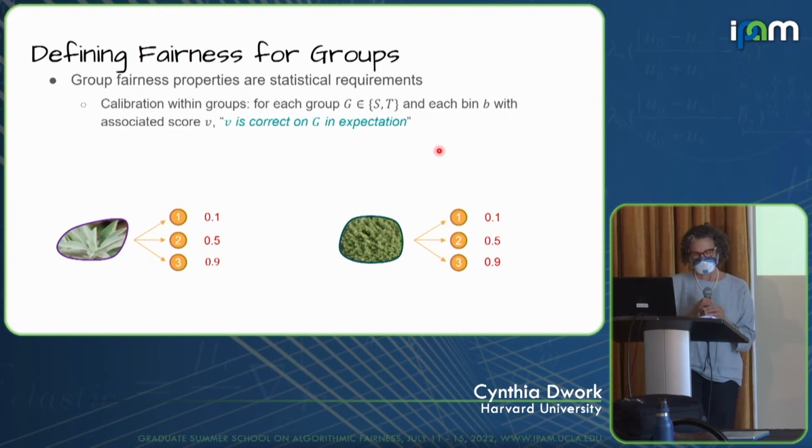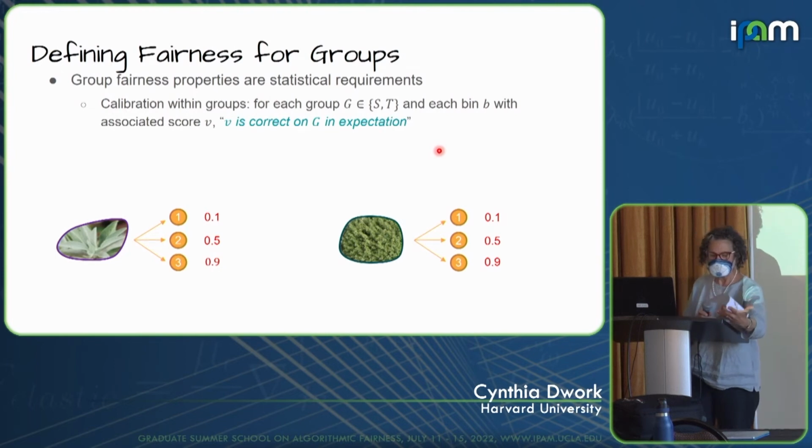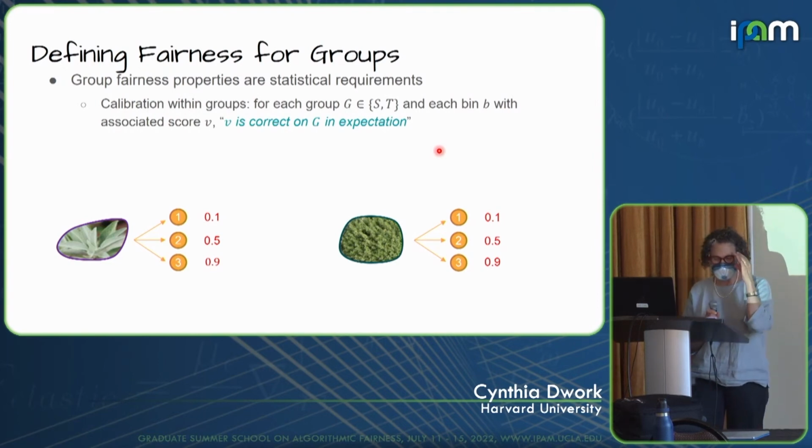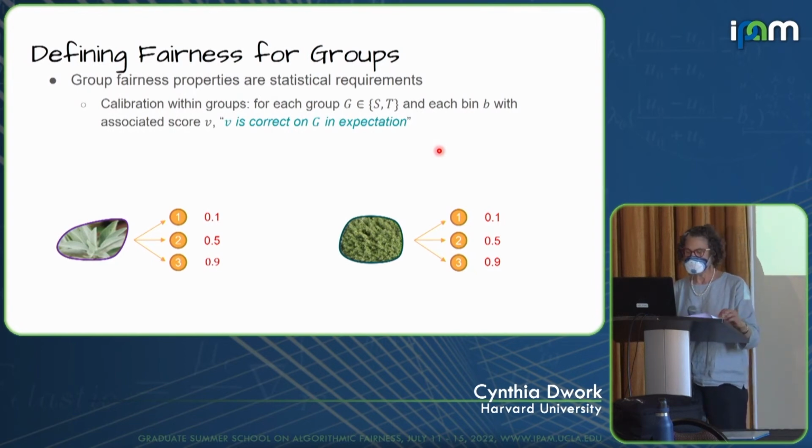Okay. Another example is the calibration condition. This was introduced as a fairness condition in work of Kleinberg, Mullainathan, and Raghavan. And so here we have our two different groups, represented by the herbs, sage and thyme.